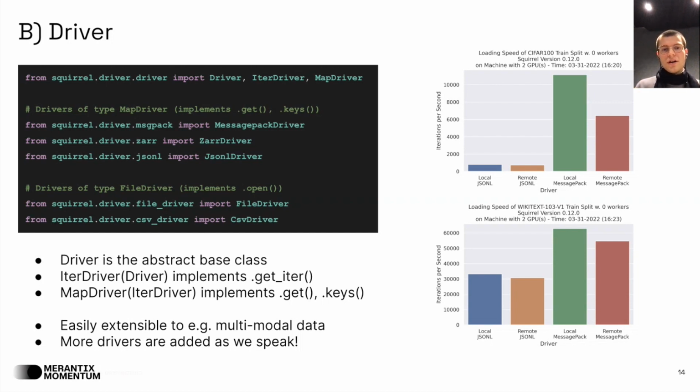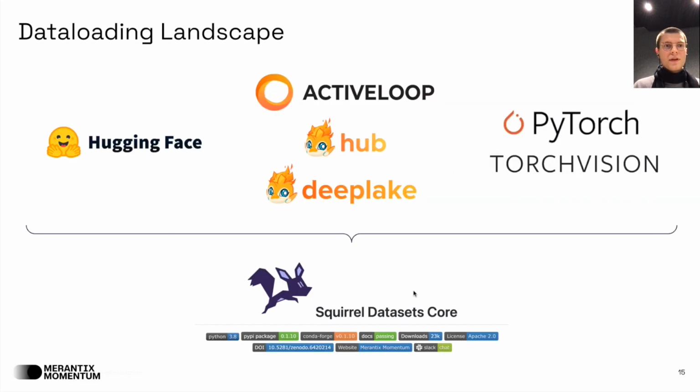Maybe you want to encode, let's say, Excel files or something like that. Then you can easily write your own Excel driver and use that in your pipelines. And the fun fact is that the Excel driver is actually already in Squirrel. I don't have it in this slide yet, but we're adding more drivers as we speak. So stay tuned for more work on this.